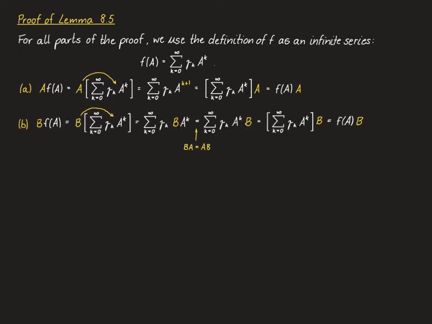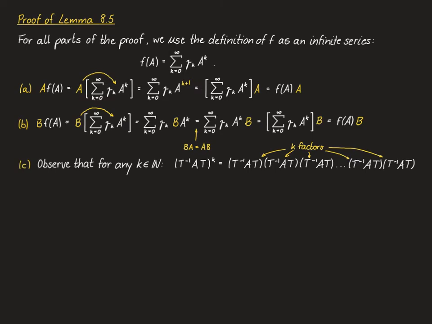The proof of part B is similar to part A, and therefore we skip the details here. Only one remark: at this point in the proof we need to use the assumption that A and B commute.